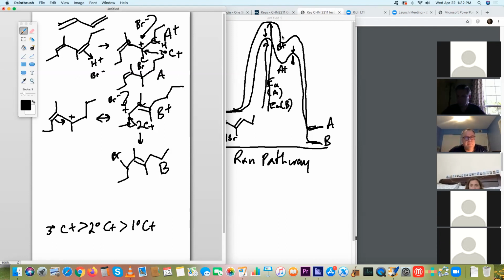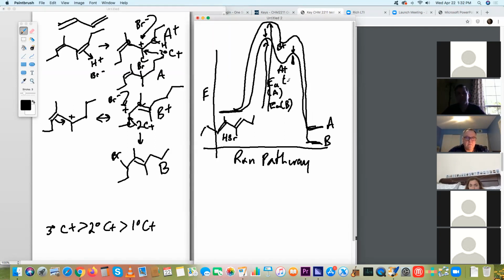Now, if you look at the products themselves of A and B, let me write in a couple of notes here. So the A plus here, that's a tertiary C plus, and the B plus here is a secondary C plus. And then when you look at products A and B themselves, you'll notice that A has a less substituted double bond, and B has a more substituted double bond.